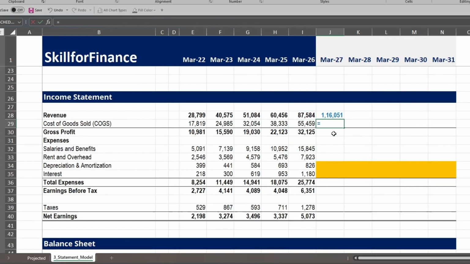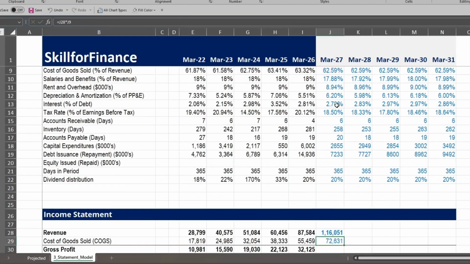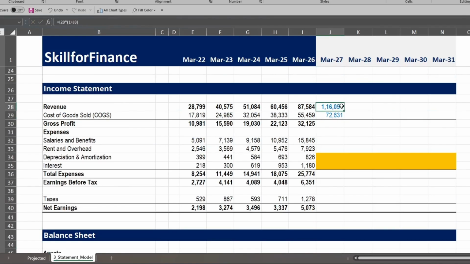For the cost of goods sold, we have calculated it as a percentage of revenue for the last 5 years. So I'm going to say revenue times the percentage that we have calculated for the last 5 years. It is pretty consistent at around 62%. So I'm going to say this, right?